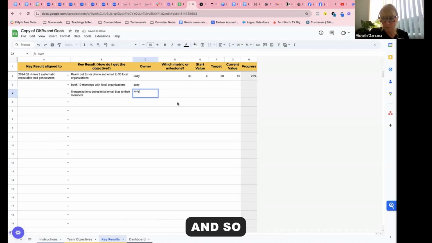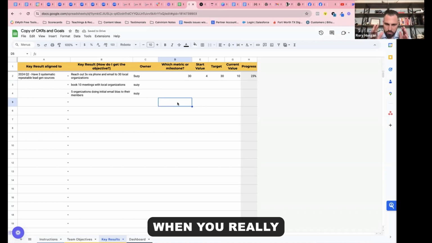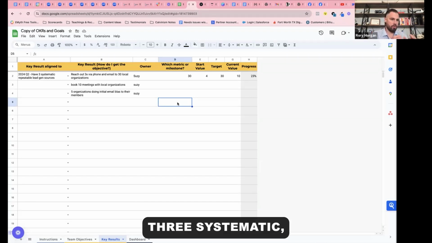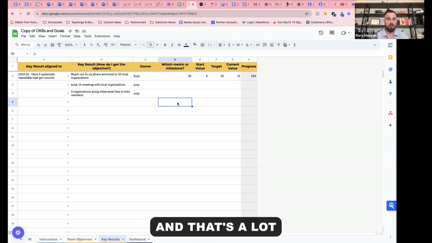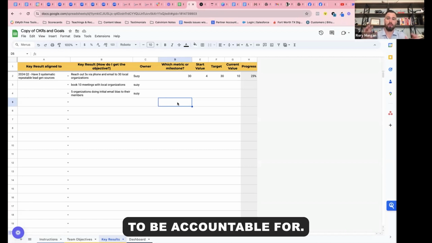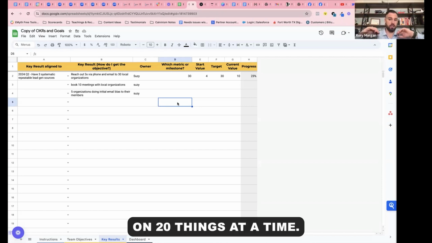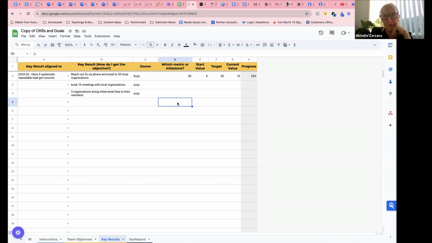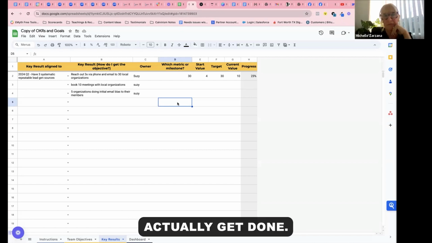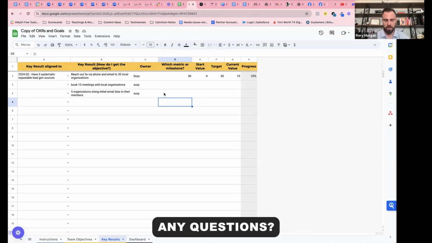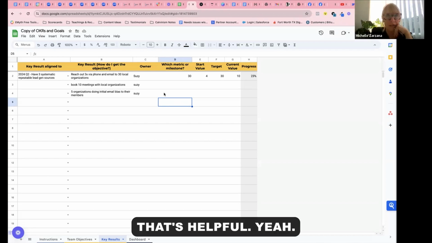And so when you really are strategic about this, what you realize is, okay, if I want 3 systematic repeatable lead gen sources, there's actually a lot of things that have to get done. And that's a lot for Susie to be accountable for. That's one of the big reasons small business owners end up not getting anything done, is because they're kind of working on 20 things at a time. And then none of them actually get done. So, yeah. Does that all make sense? Any questions? Yeah, no, I think that's helpful.